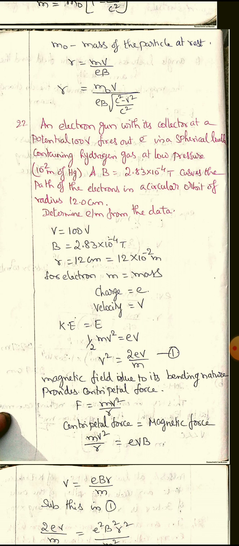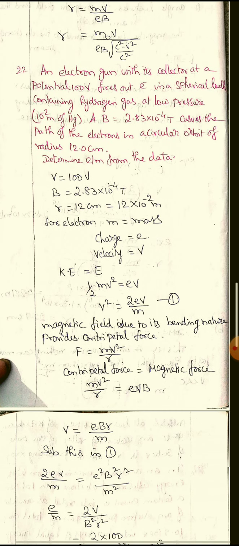This causes the path of electrons to be a circular orbit of radius 12 centimeter. Determine the e by m from the data. We have to find e by m. The given things are V and B. R is equal to 12 centimeter, converted into meter, so 12 into 10 to the power of minus 2 meter.